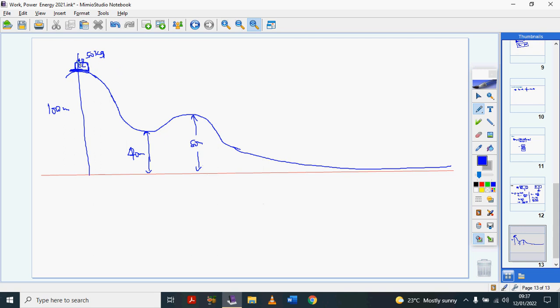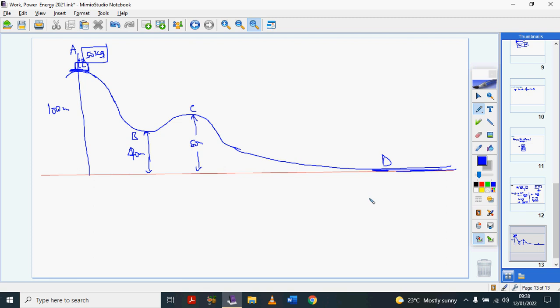So let's label it. Let's call this point A, this point B, this point C, and this point D when it's at ground level. We can use energy analysis to figure out the speeds of this object. Assuming there's no friction, we can use energy analysis to figure out the speed of this object at each of these positions.